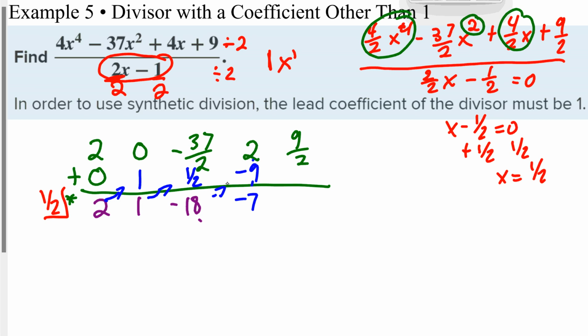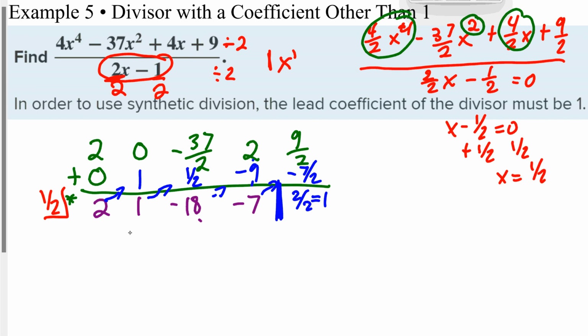Negative 7 times 1/2, color coordinated. Negative 7 times 1/2 is negative 7/2. See how nice, both halves? Well, we can just add those. 9 plus a negative 7 is a 2. 2 over 2, which equals 1, right? So they put a line on this to separate our last one so that we know that's a remainder, right?